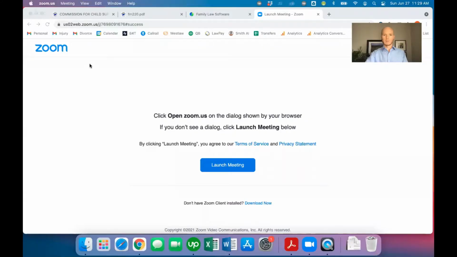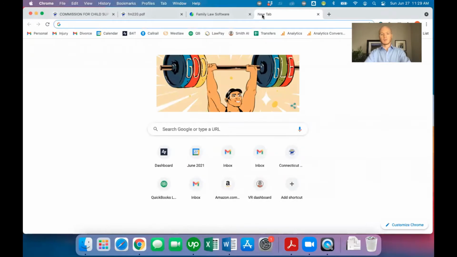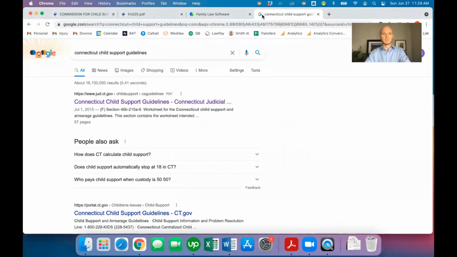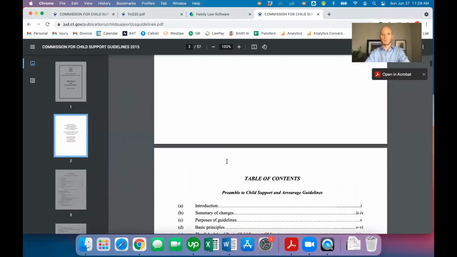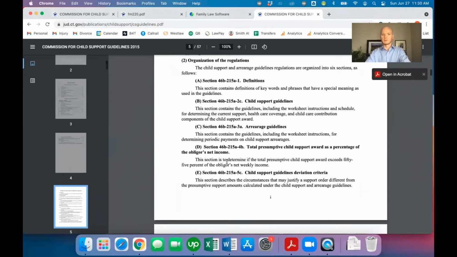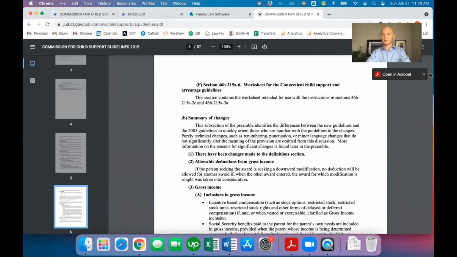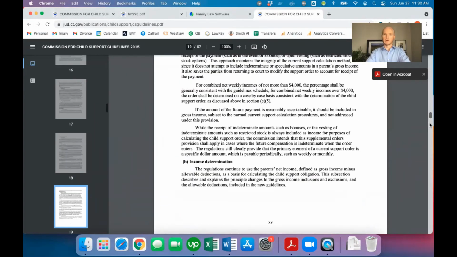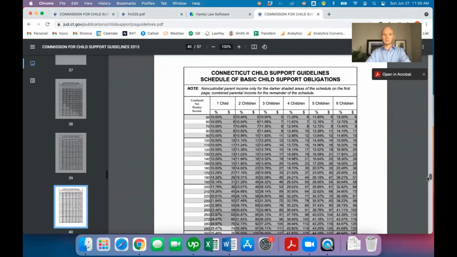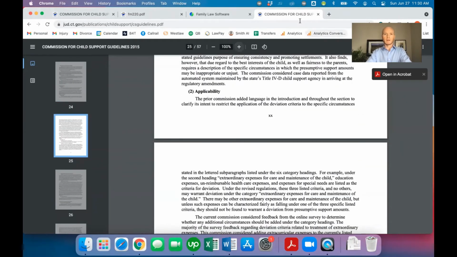So I'm going to share my screen to kind of go over how this is calculated. So again, it's based on a formula, and that formula is dictated by the Connecticut Child Support Guidelines, which you can just find if you search child support guidelines, and it should be the top result or one of the first results. And there's this whole packet of information that goes over different laws and rules surrounding child support. But we're not going to get into too many of those details here today.